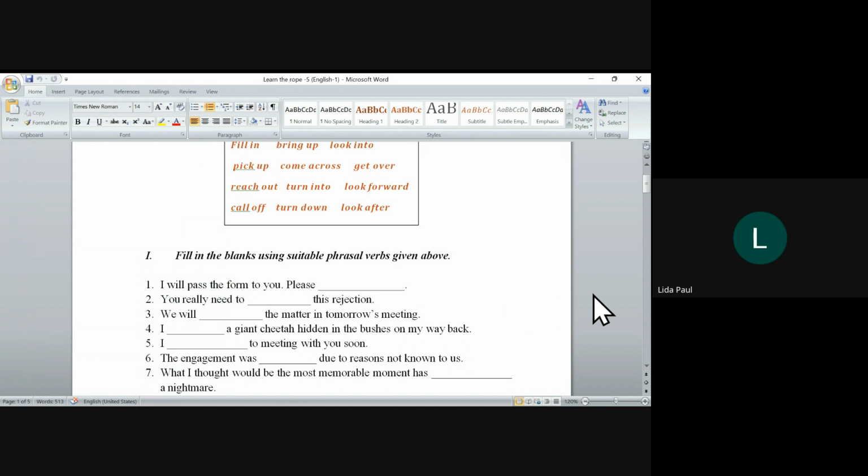Please, I will pass the form to you. Please pick up. If you're passing already, then there is no aspect of picking up there, right? So yeah, the better suited answer in this case would be fill in. I will pass the form to you. Please fill in, right? You fill in the forms, right? That is the more suitable response here.